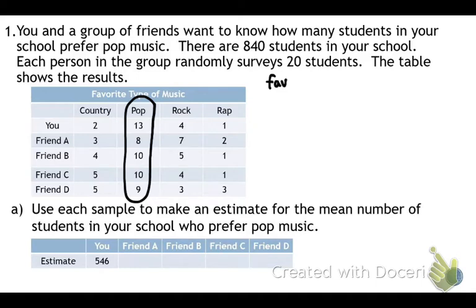So now let's write this down. Favorable divided by the total equals n divided by the population.